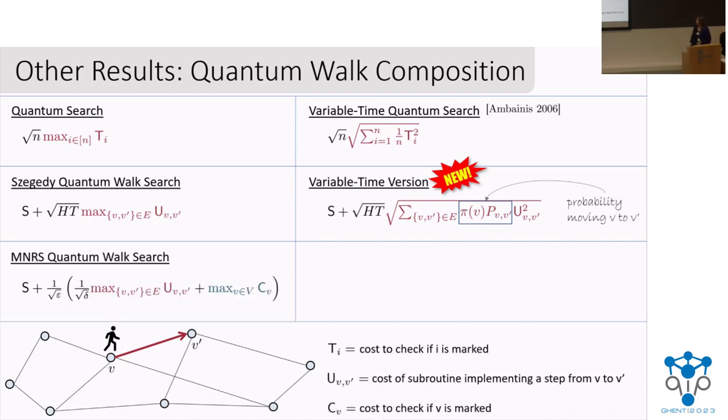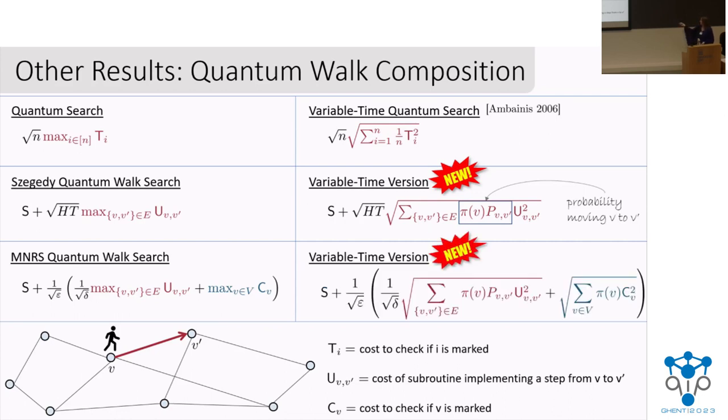And in another framework, the MNRS quantum walk framework, we also have a max over something called a checking cost, and we replace both of these maxes with L2 averages. And these are both special cases of one more general result. But this is maybe all the time for detail that I have.